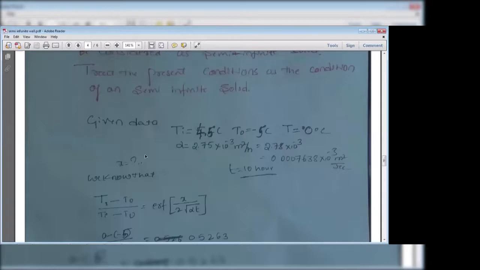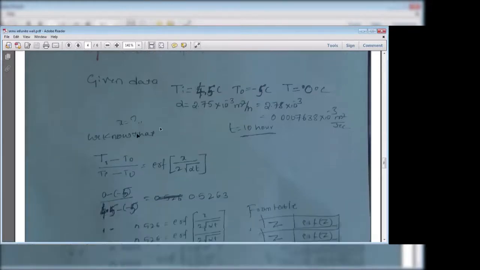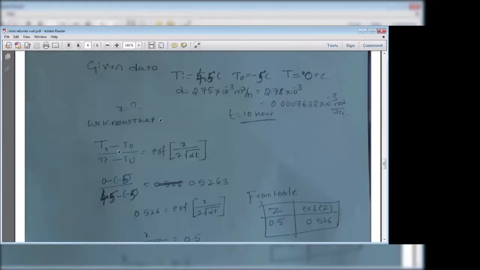Then we need to calculate at what depth we need to build the pipe to maintain the surface temperature of 0 degrees Celsius. We know the equation from the data handbook: (Tx minus T naught) divided by (Ti minus T infinity) is equal to erf, the error function, of x divided by 2 root of alpha T.